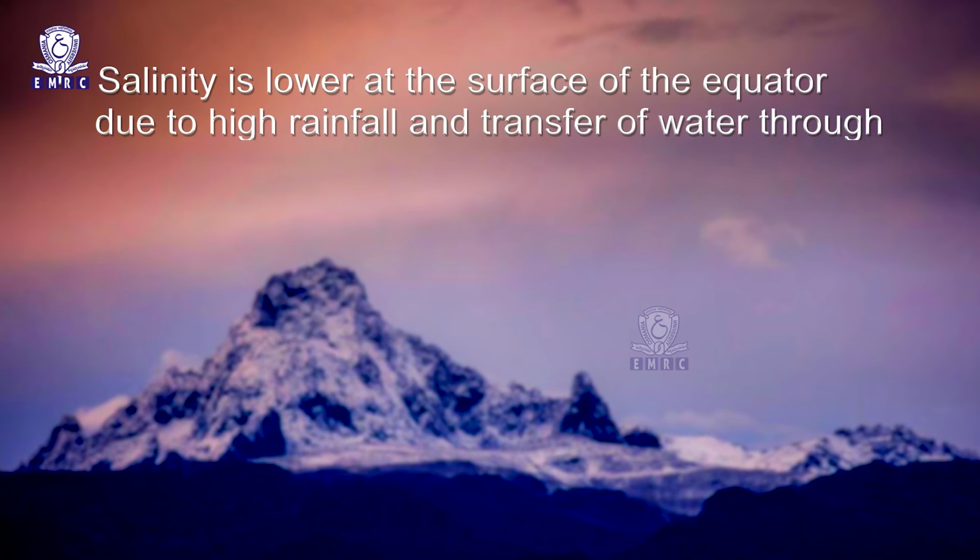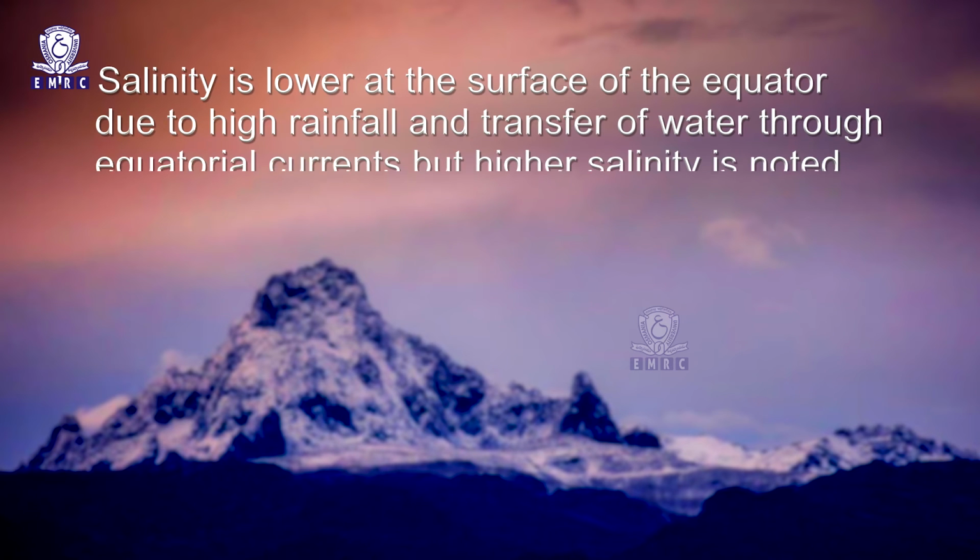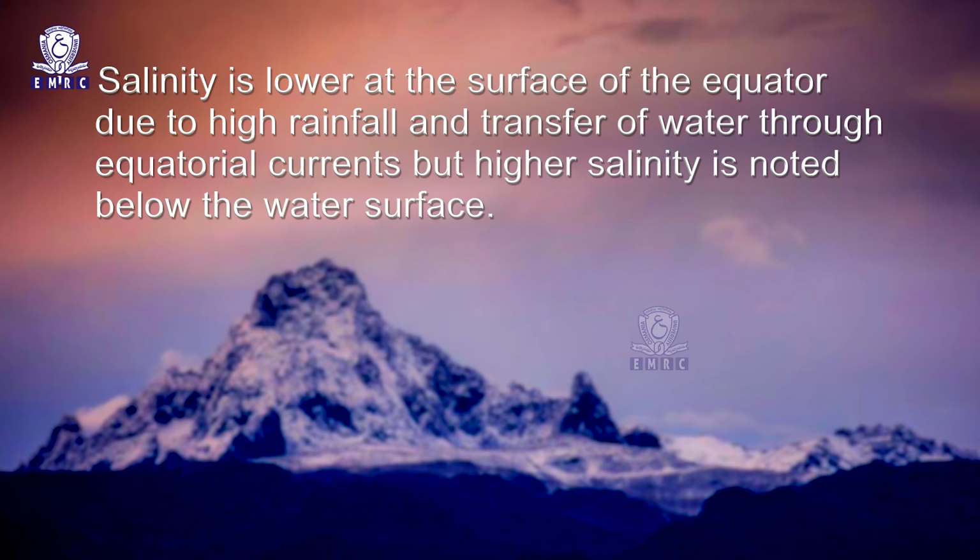The trend of increase of salinity with increasing depths is confined to 200 fathoms from the surface in the middle latitudes, beyond which it decreases with increasing depths. Salinity is lower at the surface at the equator due to high rainfall and transfer of water through equatorial currents, but higher salinity is noted below the water surface. It again becomes low at the bottom. More studies and data of salinity distribution at regular depths in different oceans and seas are required so that definite characteristic features of the vertical distribution of salinity may be determined.